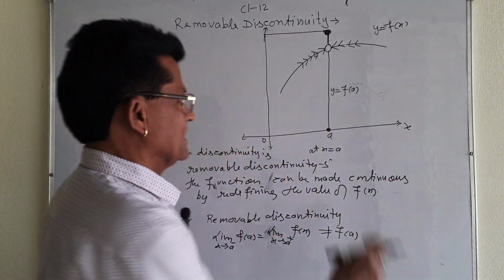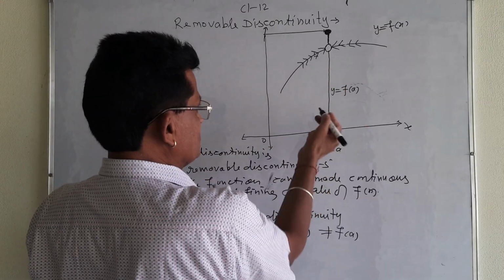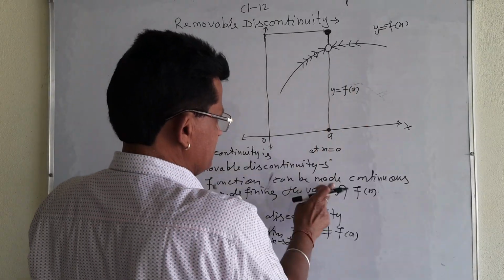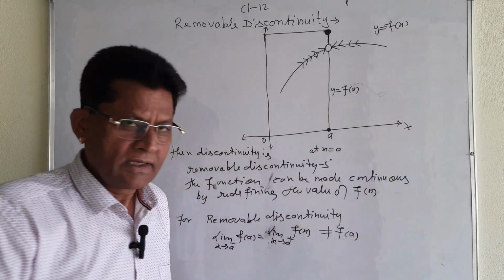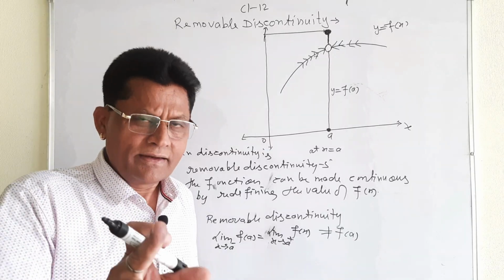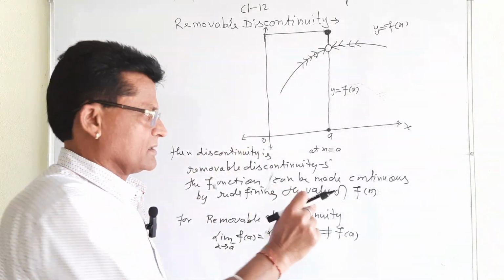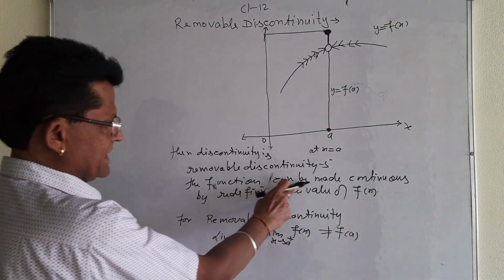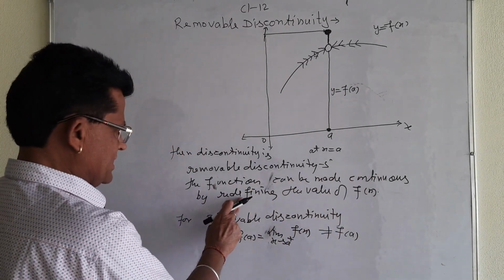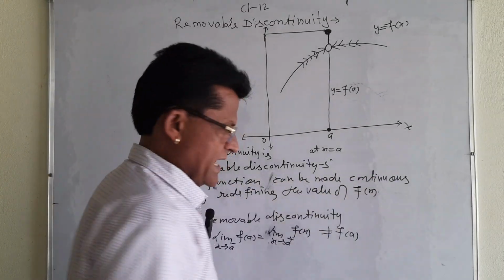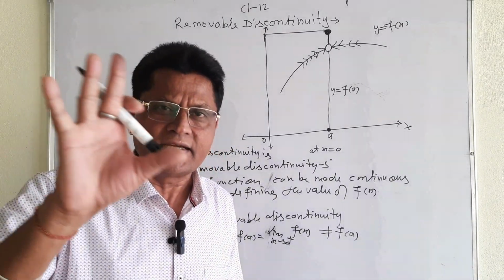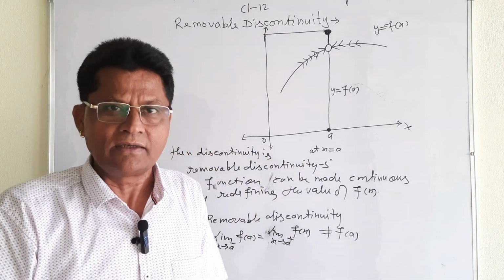Change the value of f(x), brother, so that the left limit will be equal to the right limit and will be equal to f(a). Then what will happen? Then the function will become continuous. My dear student, the function can be made continuous by redefining the value of f(x). Change the value of f(x), and your function will become continuous.